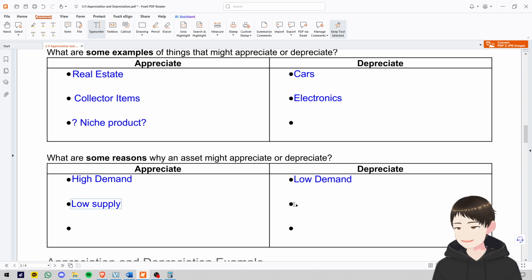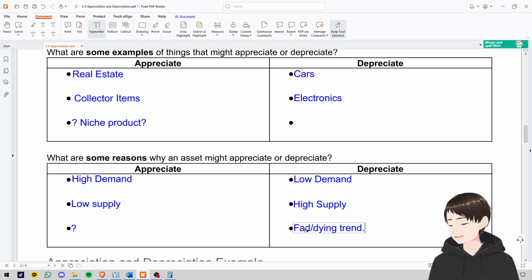On the opposite hand, if there is high supply, let's say something was a really hot item, and so you made 1 million of it, and then suddenly there's so much out there that no one wants to buy it anymore, right? High supply. Appreciate, what else could appreciate? I guess someone's putting value on it. I'm not sure what to put for the third one, but for depreciate, I could imagine something was a fad or a dying trend. Okay, long time ago, what was a fad that sort of disappeared?